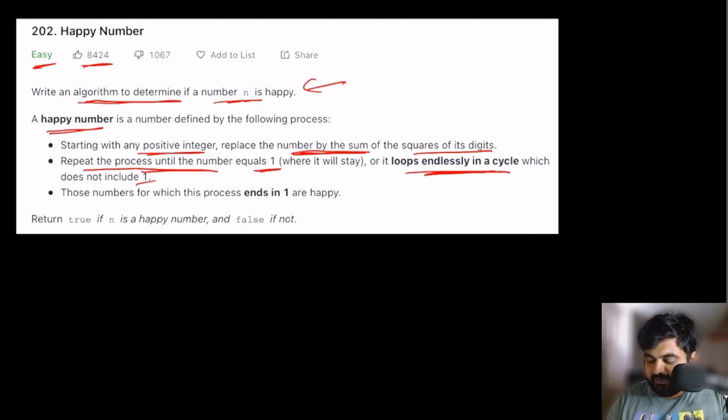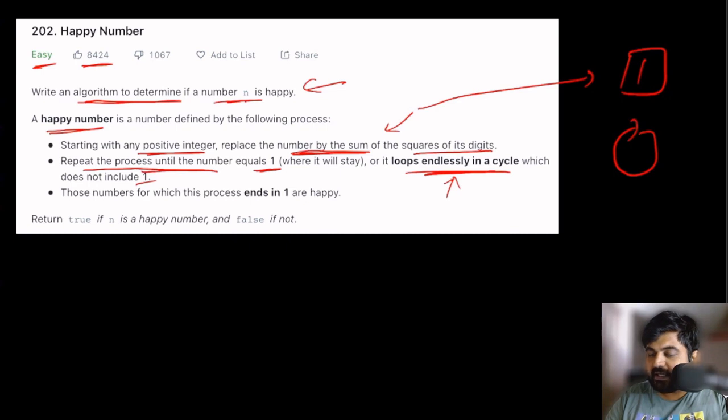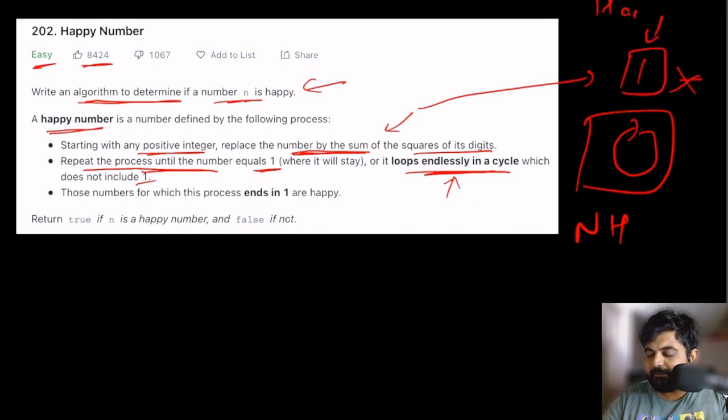So if we do this procedure, there are two possibilities: eventually it leads us to a value where the total becomes 1, or it keeps going in circles again and again and we never reach 1. If we are stuck inside the loop, the number is not happy. If we are able to reach 1, the number is happy. And this is what we need to determine, whether the number is happy or not.